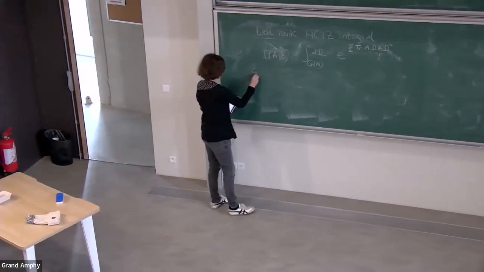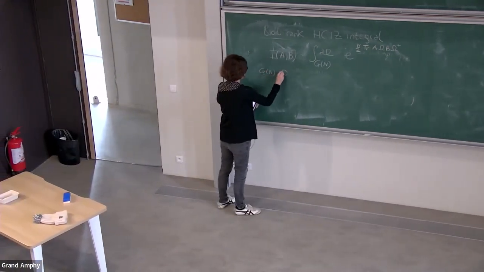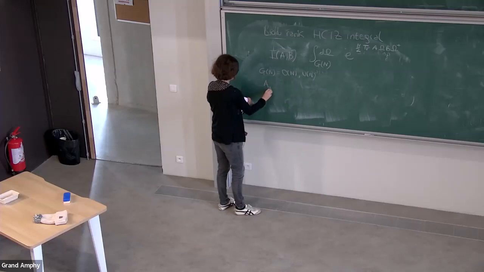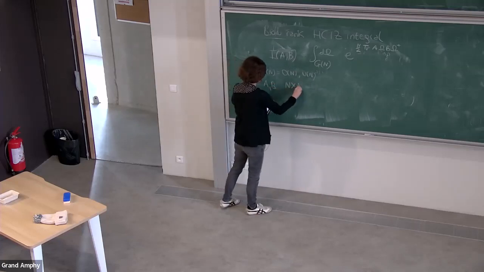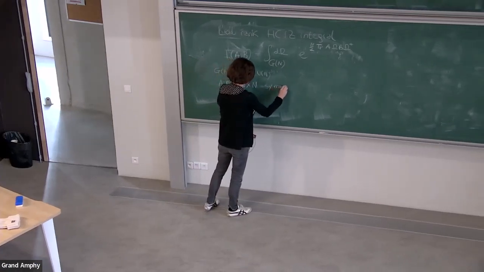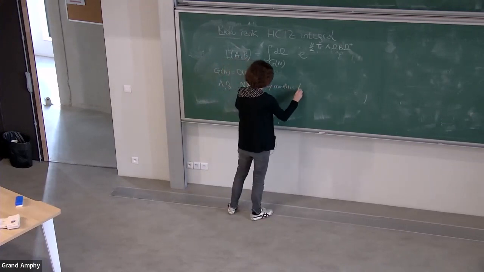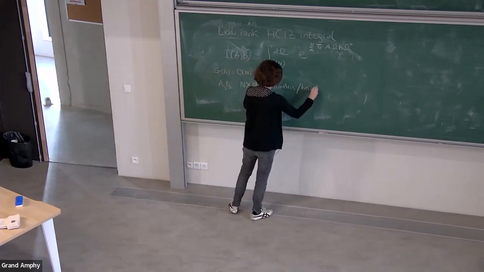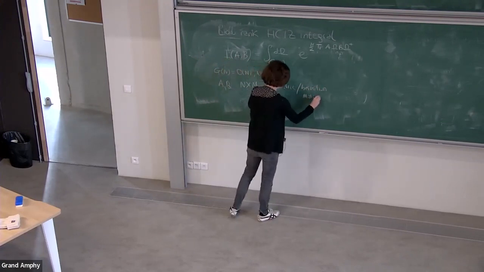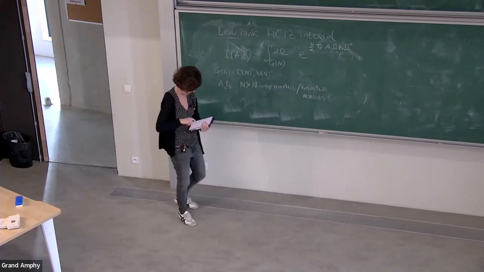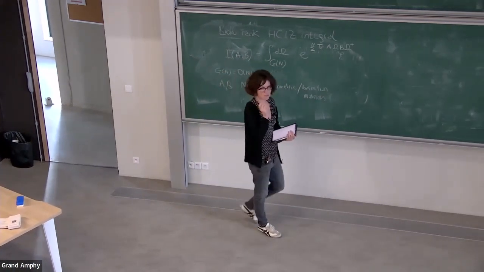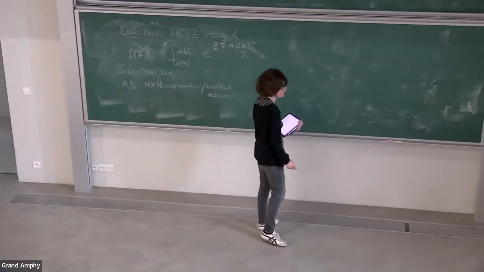So G, as I said, can be the orthogonal group or the unitary group. And A and B are two n by n symmetric matrices if you are working with the orthogonal group, or Hermitian matrices. This integral has found several applications in physics, ranging from disordered systems to quantum gravity, of which I know little.